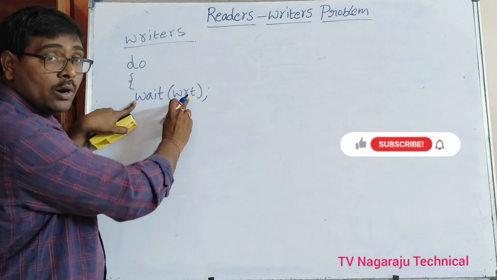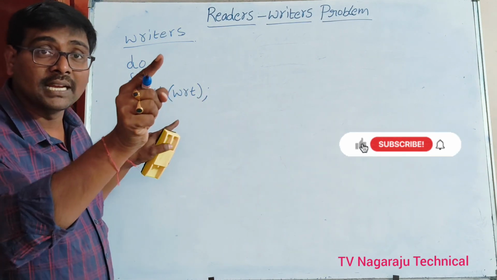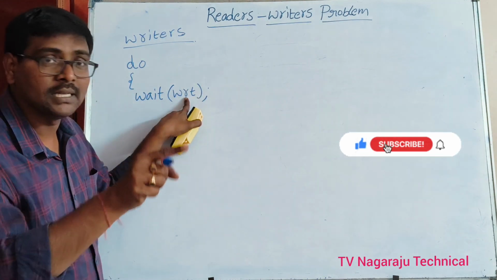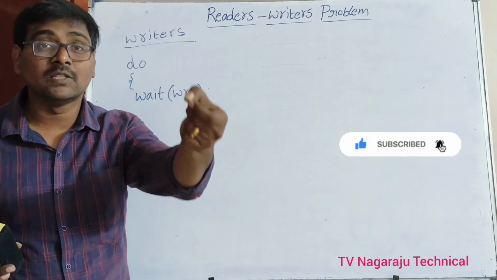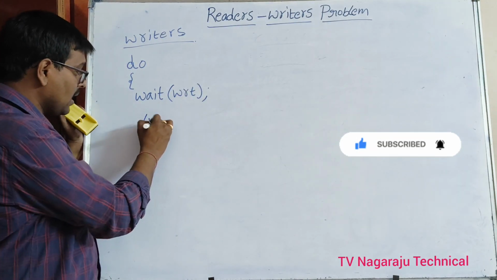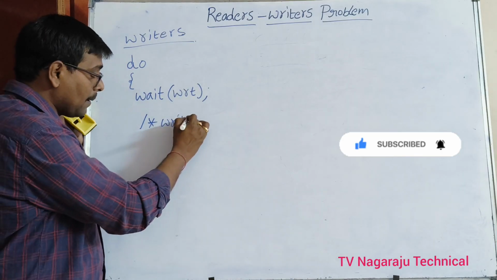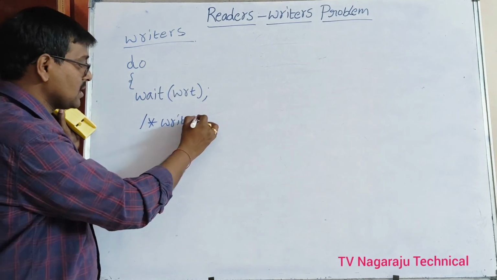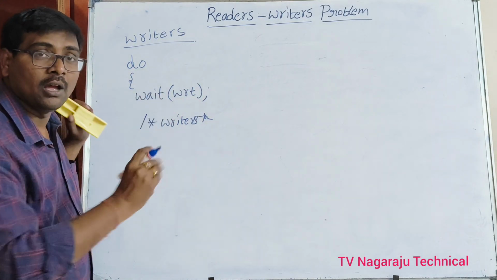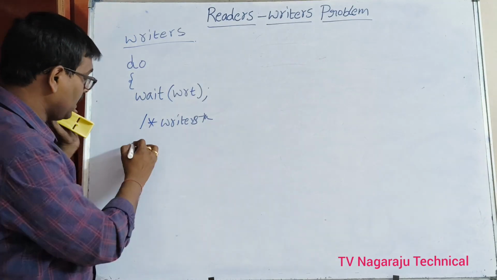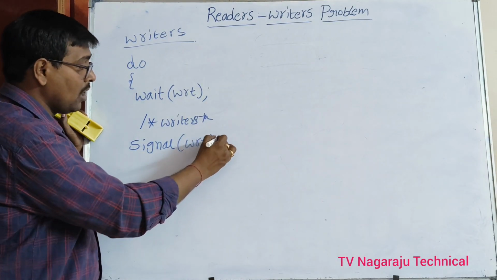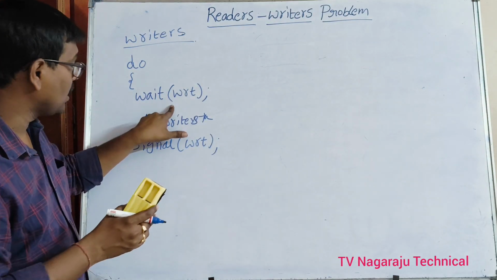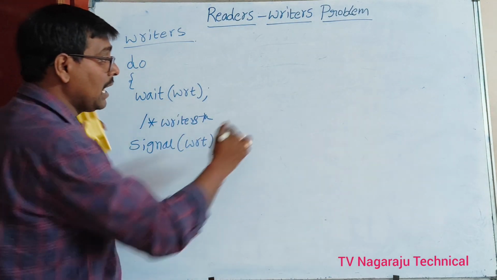Wait of WRT, which is 1. If it is greater than 0, it means the critical section is free. Then the writer enters into the critical section and writes the data. Once the operation is completed, simply signal of WRT. What does signal do? You know that one. The wait operation, what does the wait operation do?